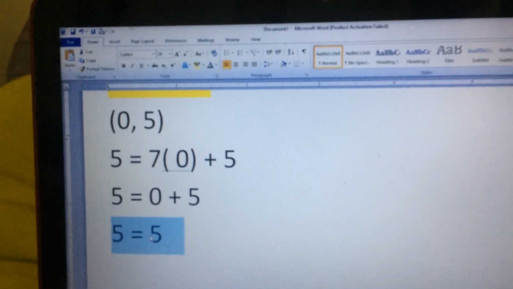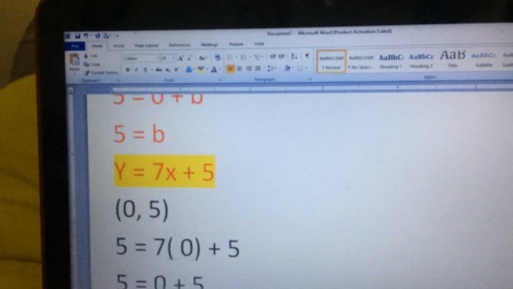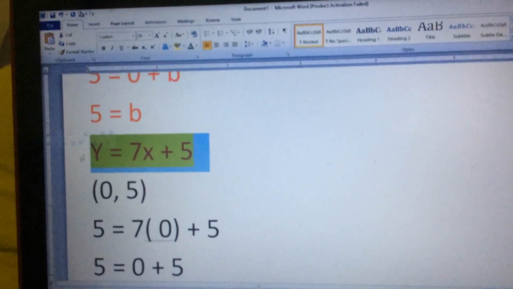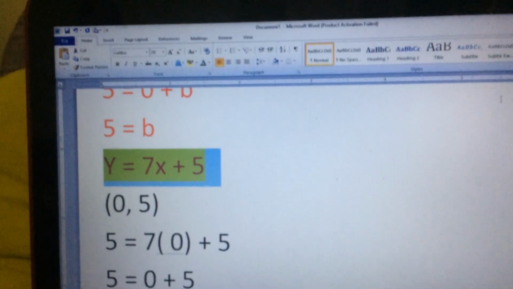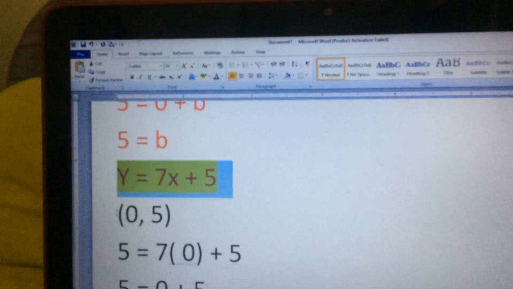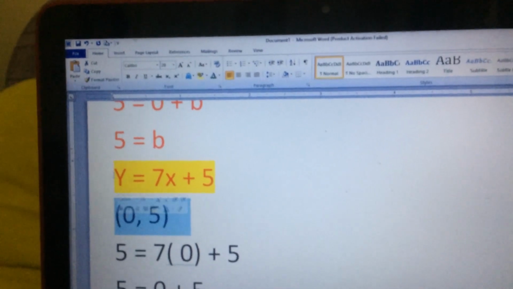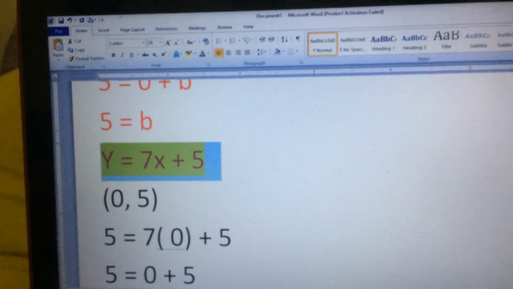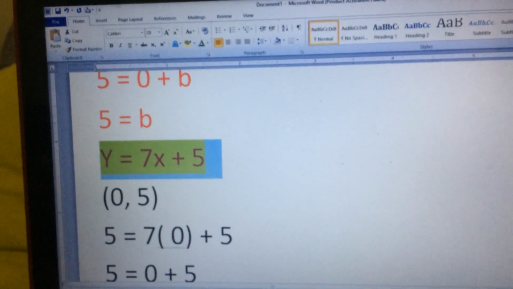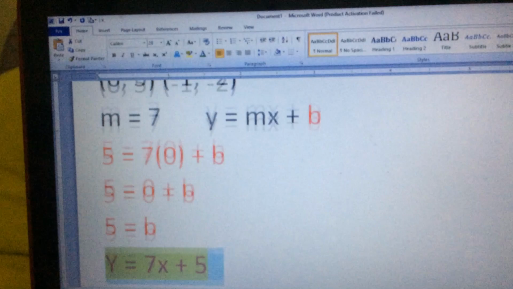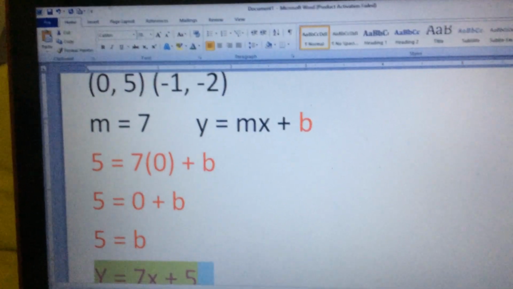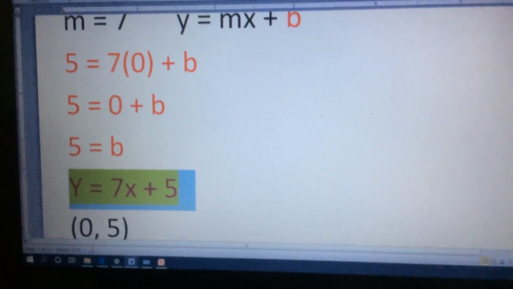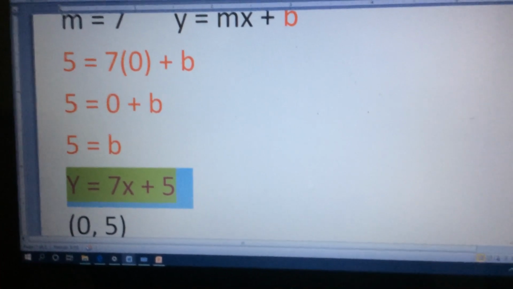So if it's not equal, therefore the equation is not correct, or it doesn't satisfy the two given points, or it's not the equation of the line. So we need to check our solution whether we have made a mistake in our solution or we had missed something. So that's how we do it. That's how we find the equation of the line.